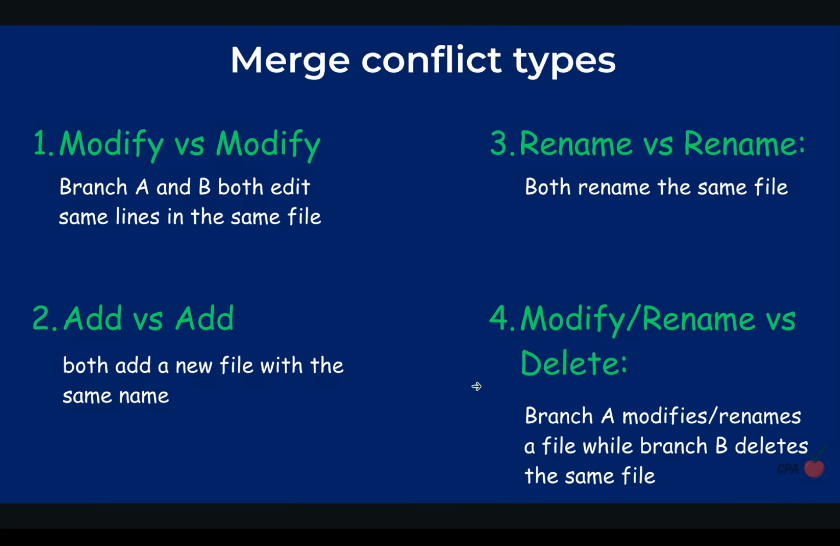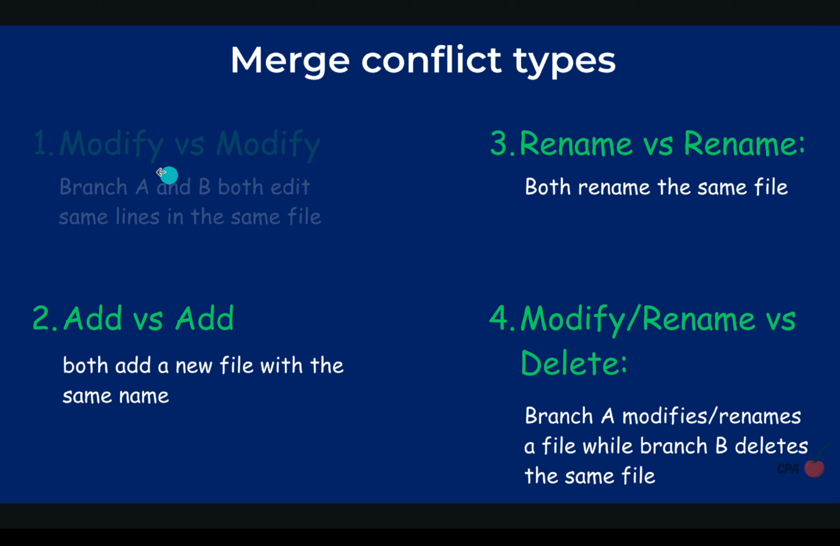And finally, merge conflicts can happen when branch A modifies or renames a file while branch B deletes the same file. In this case, again, Git doesn't know whether to keep the modified version or to delete the file. Since we already covered the first case in the previous video, in this video we will cover the remaining three causes of Git conflicts and we will see how we can resolve each of them.